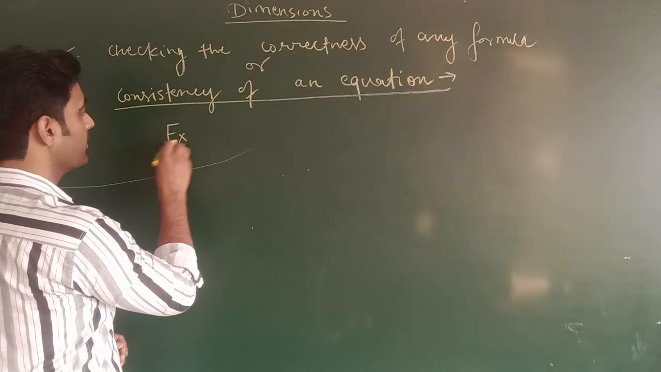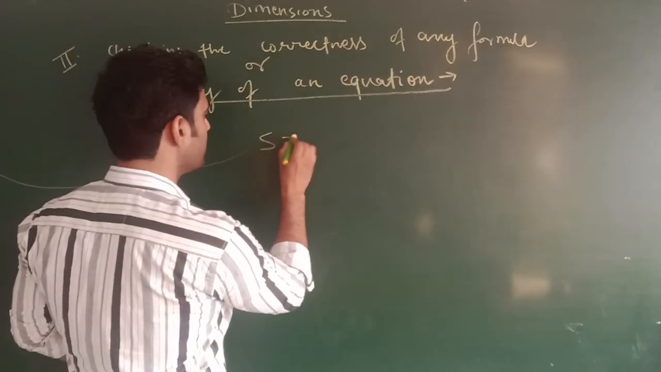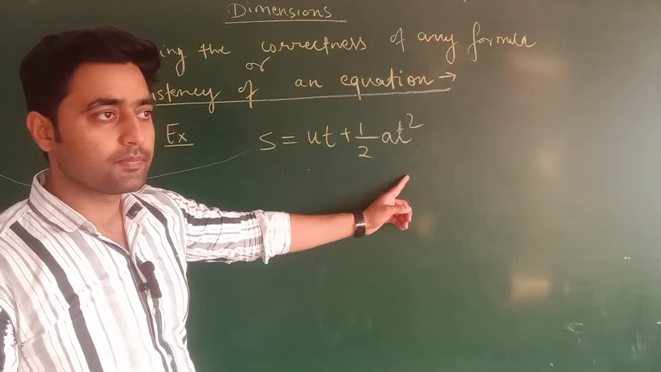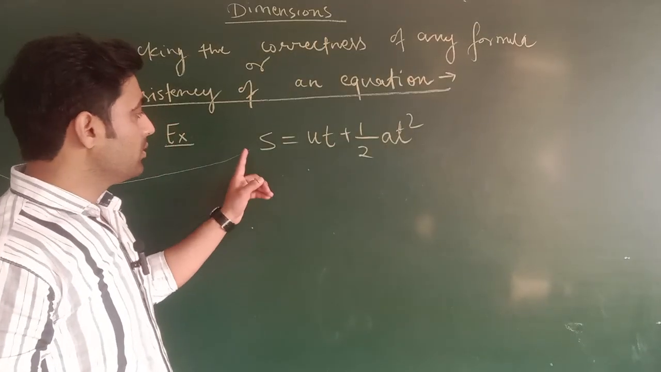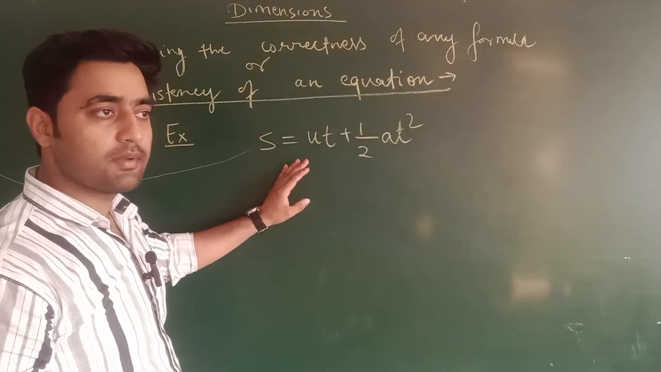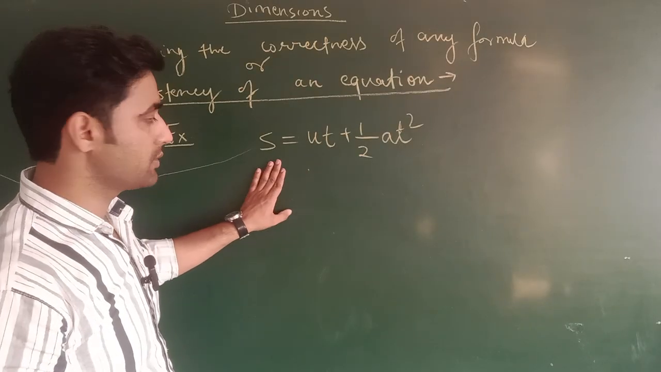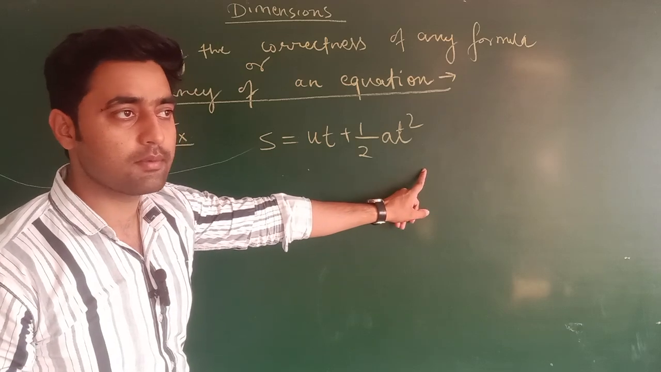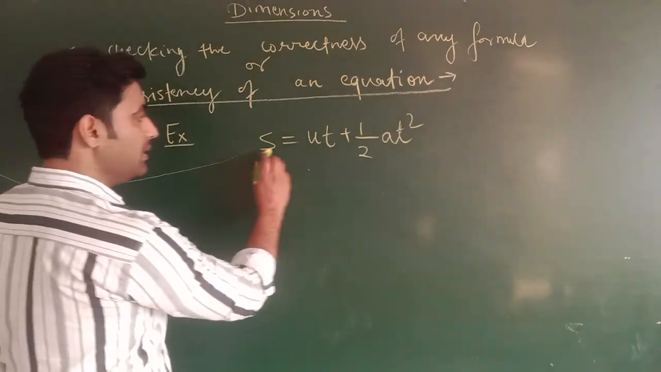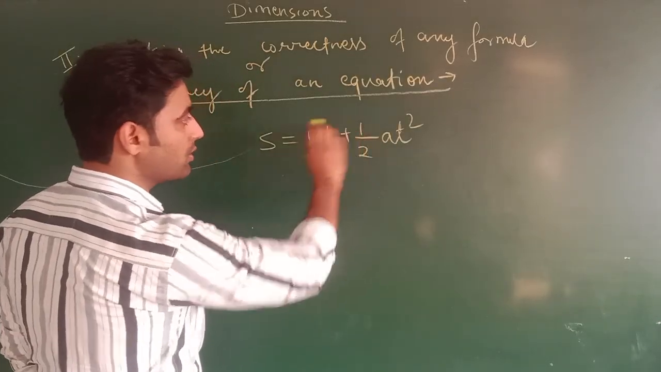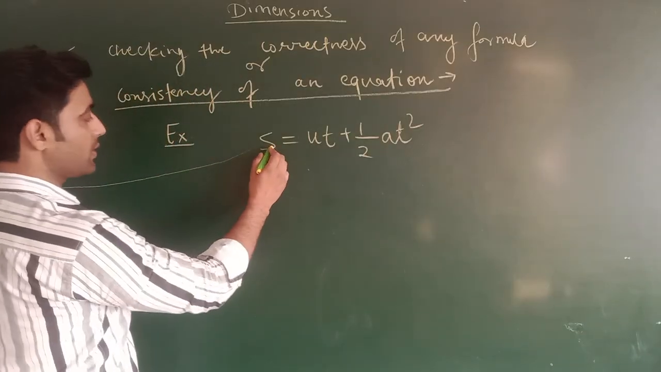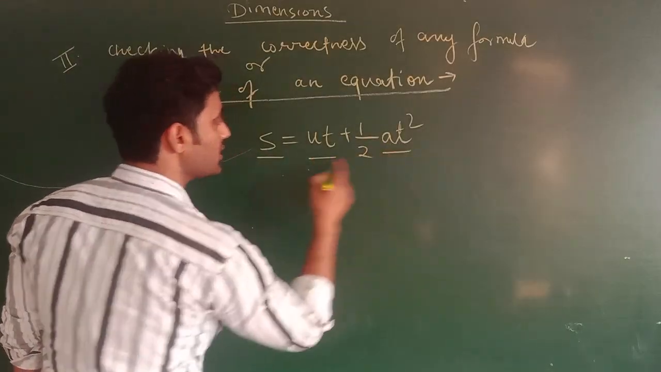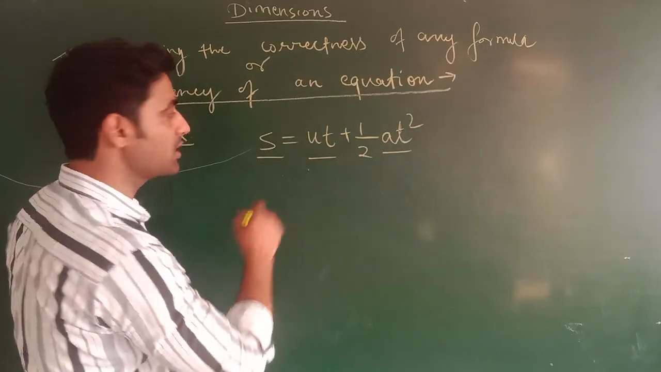Let's say I have an expression s equals ut plus half at square. In order to check whether the given equation is consistent or inconsistent, all the terms, how many terms are there in this equation? 1, 2 and 3. All the three terms must have the same dimensional expression. We will treat all the terms as individual terms and we will also ignore this half or any constant or number. So s is displacement, u is initial velocity, t is time, a is acceleration. So these are the three terms. They all must have the same dimensional formula.